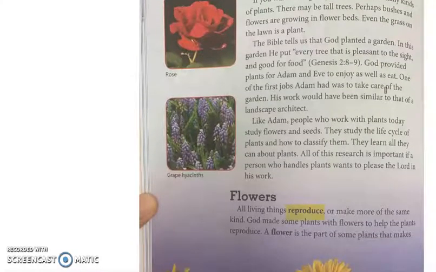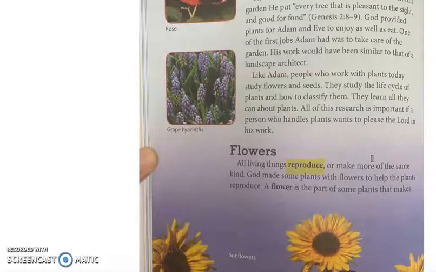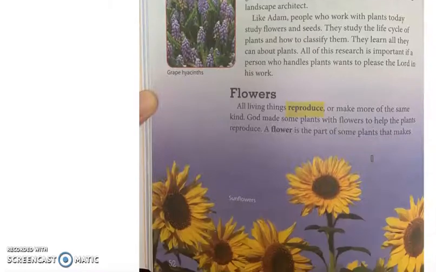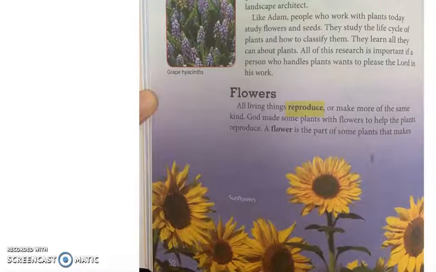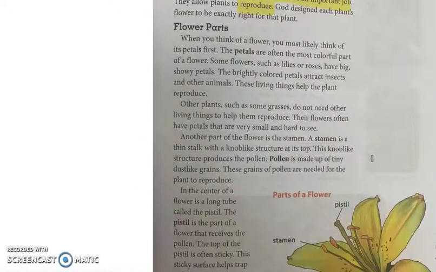So today, as I have mentioned, our topic is flower. And the reason why we see flowers, yes, it's for the beauty, but its main purpose is to reproduce. So reproducing is like creating something that's identical to itself. So for example, mother and father giving birth, having a baby, that's reproduction. And a flower is there to produce plants. Now let's go on and learn about flower parts.